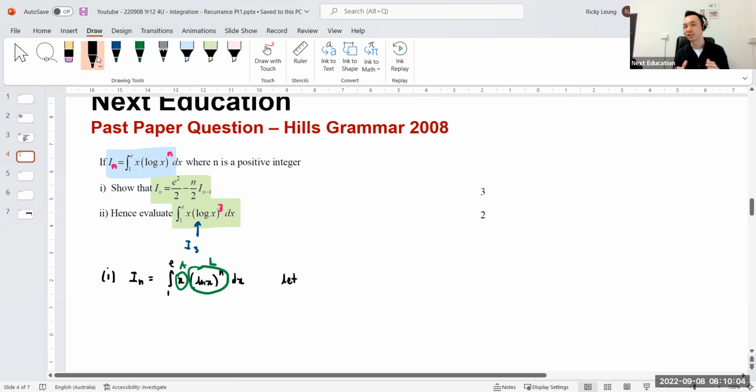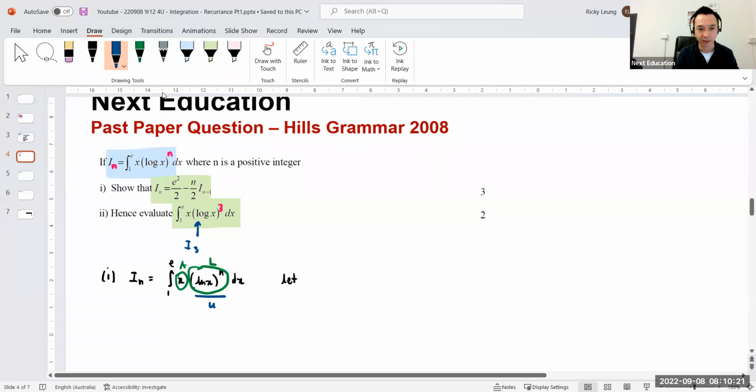Now, that makes a lot of sense, because if I let u equal the log, I can differentiate that using chain rule. If I let dv equal the log, very hard to, in fact, I'm not sure how I can integrate that. That guy there is dv. So just said that.